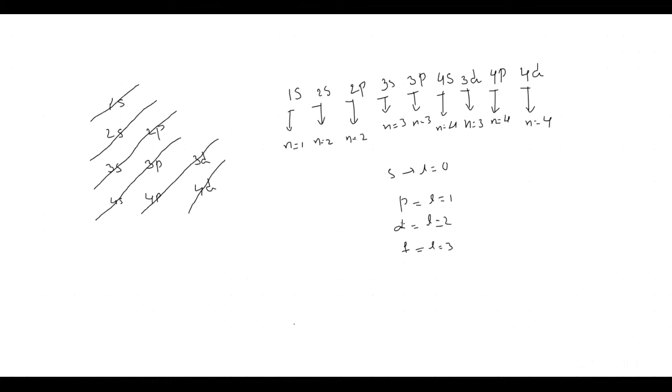1s2. 2 will fill in s. Next 2s2. 2 will fill in s. Next is p. Number of electrons is 6. Next 3s. It will fill 2. Next 3p. In p it will fill 6. Next 4s, 2 is filled. Next 3d. In d 10 electrons are filling. In 4p, in p 6 electrons are filling. 4d, in d 10 electrons are filling.